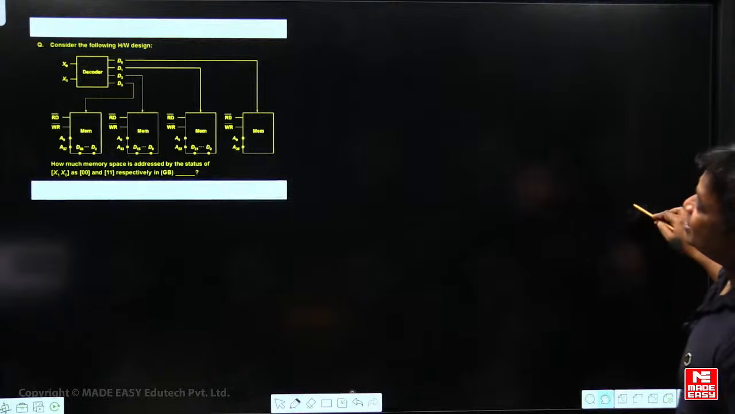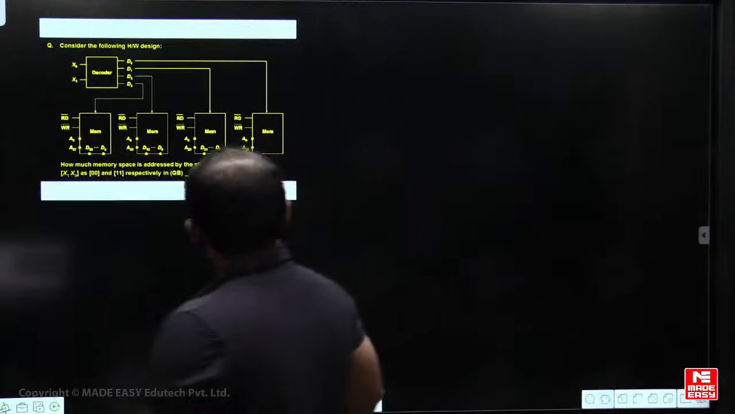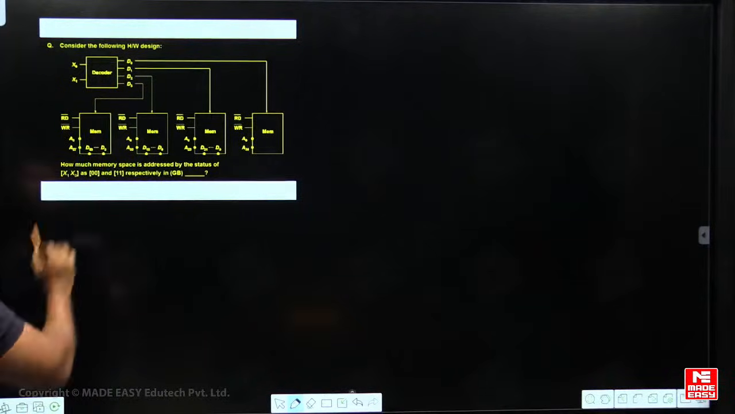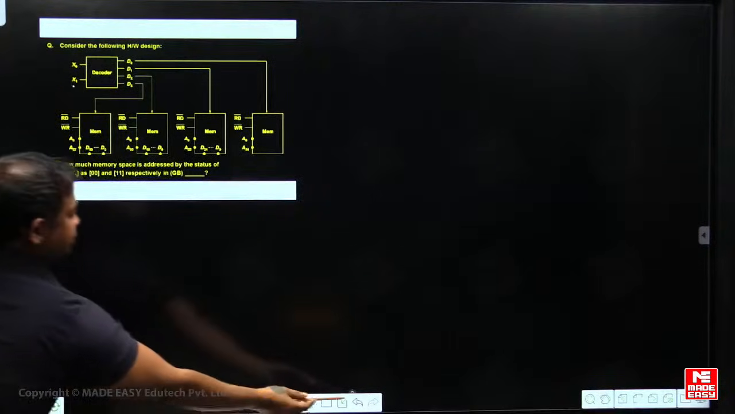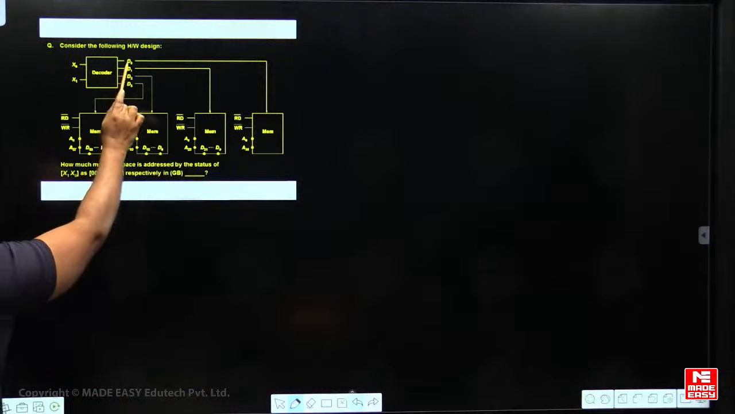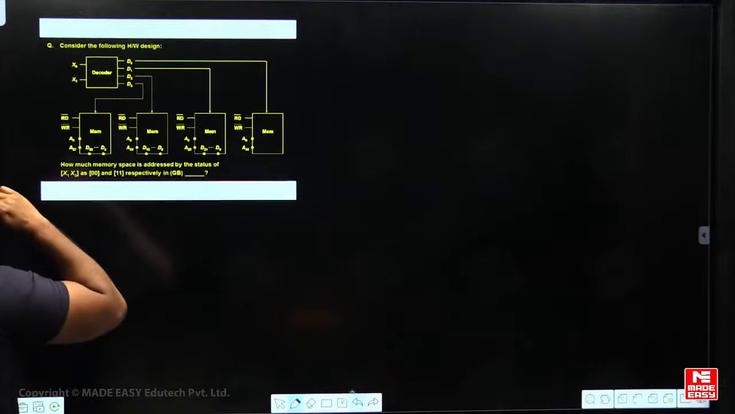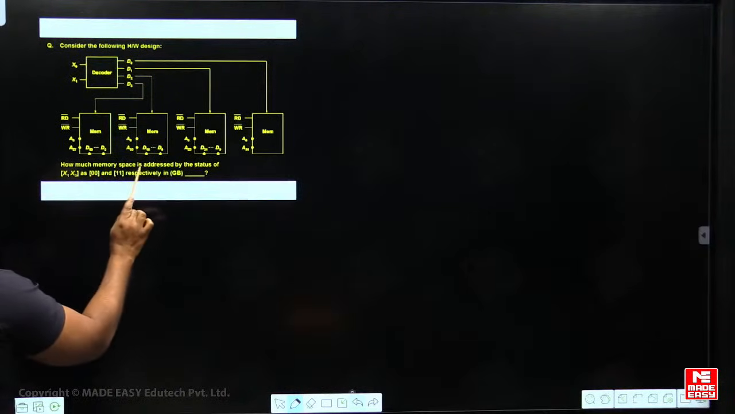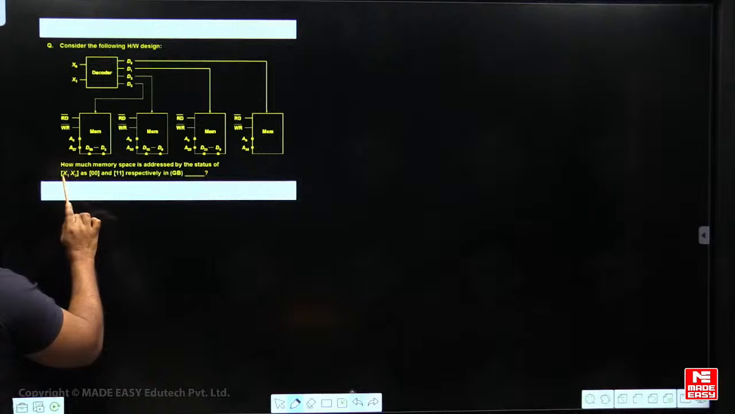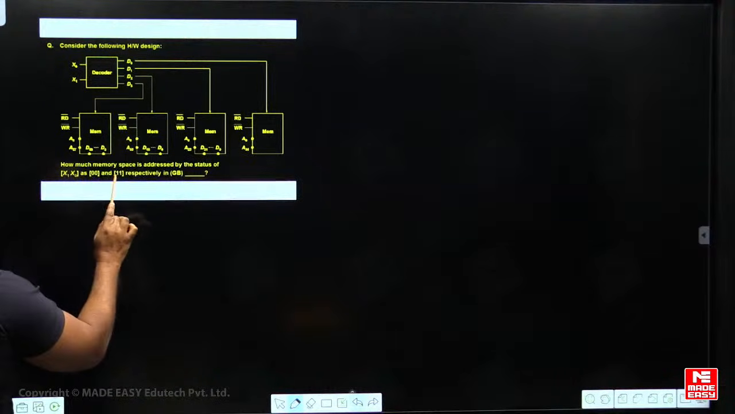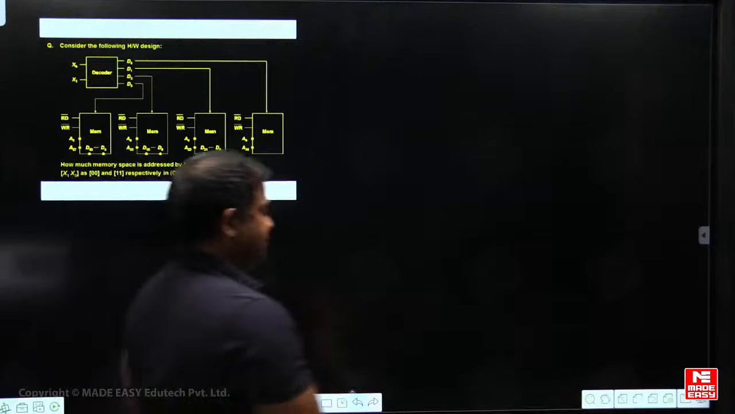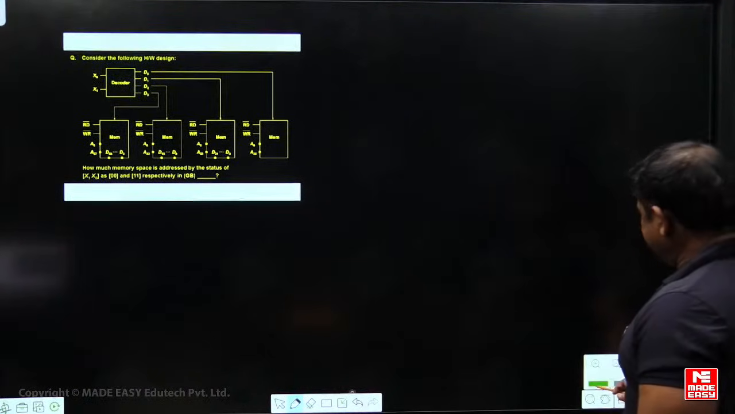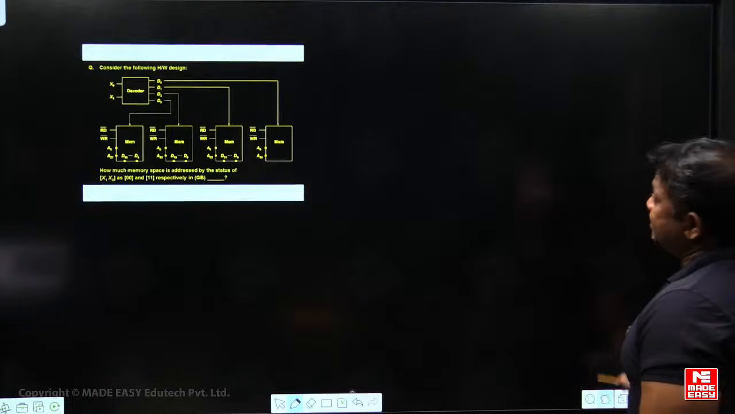The question is a diagram. Consider the following hardware design. X0, X1, decoder circuit. D0, D2. They are connected to memory chips. How much memory space is addressed by the status of X1, X0 as 0, 0 and 1, 1 respectively, in GB? We want the memory space in GB. How much memory space is possible?